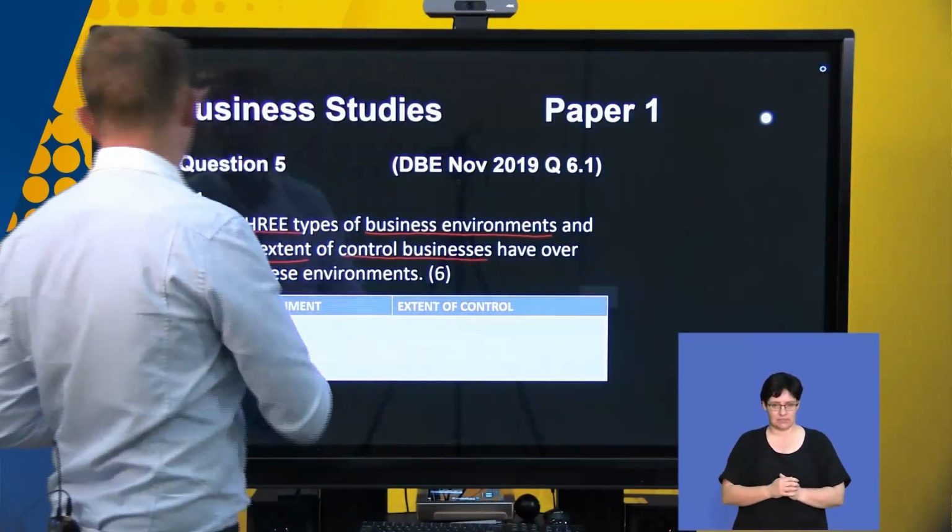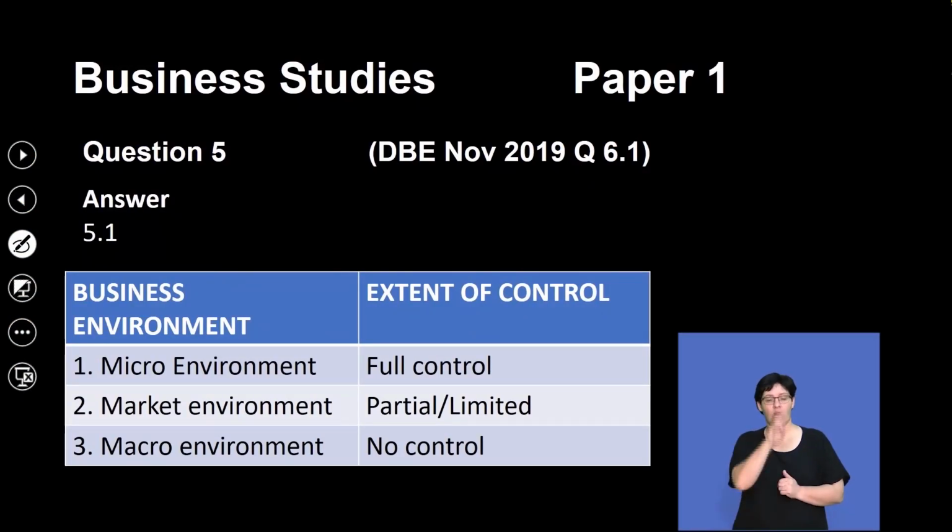Often what they'll give you is they'll ask you to answer it in tabular form. So just make sure that you can draw a quick table, try and make it as neat as possible, just to help your final markers. So let's go and see what the answer for this question is. If we look, the first environment is the microenvironment. The microenvironment is the business itself. Now, you'll see with the answer behind me, it has to do with the micro, market, and macro environment.